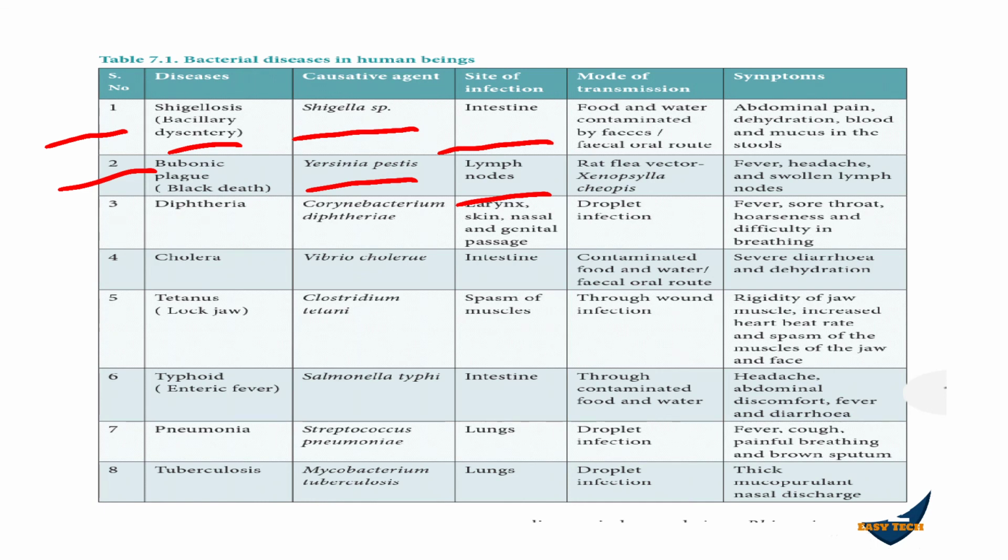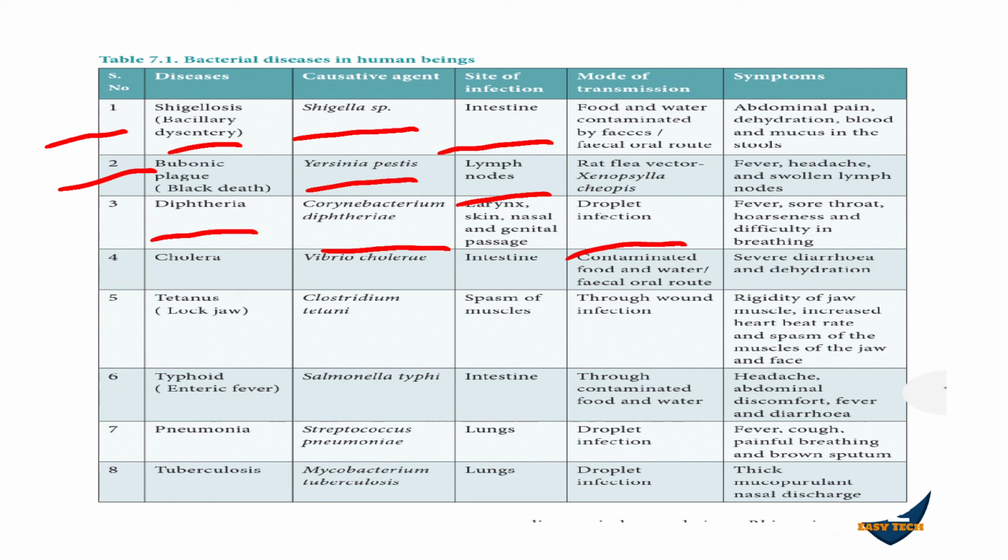And the next one is diphtheria. The causative organism is Corynebacterium diphtheriae. The site of infection is the larynx, skin, nostril and genital passage. The mode of transmission is through droplet infection. And the symptoms: fever, sore throat, hoarseness and difficulty in breathing.